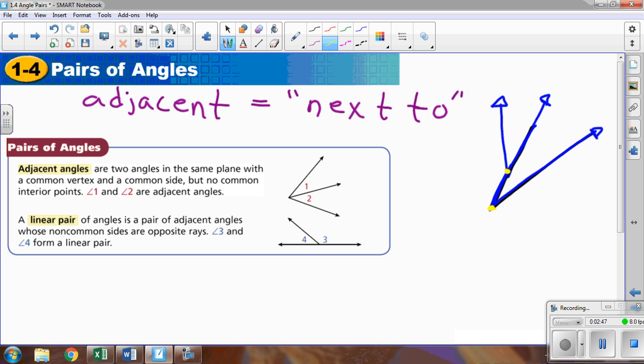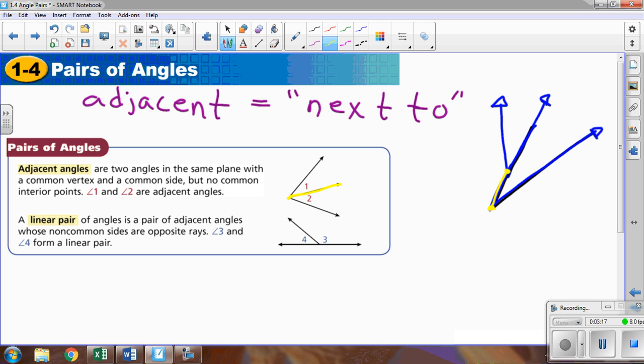In terms of our context, this would be like driving down the street to a neighbor down the street and saying, are they right next to your house? No, they're a little bit ways down the street, and so we wouldn't call them adjacent. Adjacent angles must share a common vertex. And because they share a common vertex, they are also going to wind up having a side in common, so that they're next to each other.